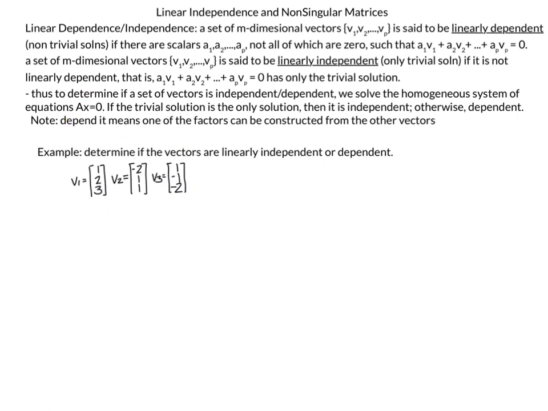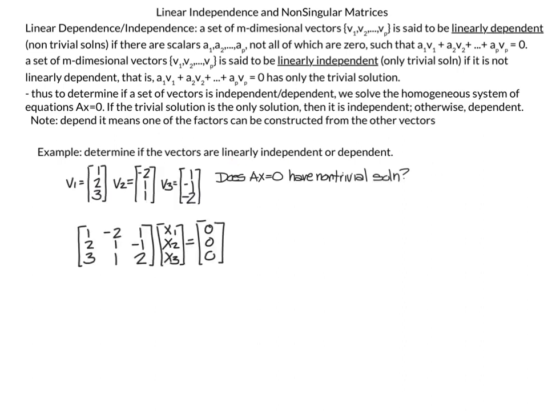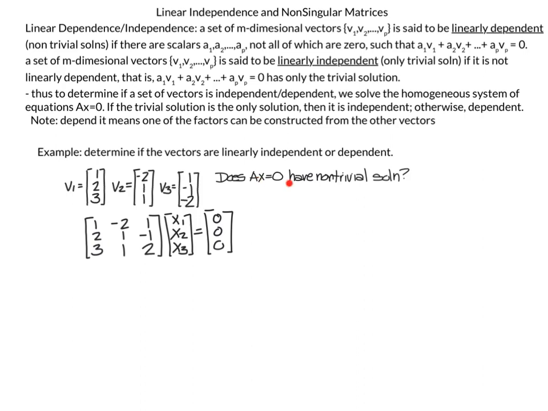So our first example: determine if these vectors v1, v2, v3 are linearly independent or dependent. Looking at the definition, we want to know if the equation Ax equals 0 has a non-trivial solution. If it has a non-trivial solution, then they are considered dependent, right? Dependent means there's a non-trivial solution. If there's only the trivial solution, it's independent. And the matrix equation Ax equals 0 looks like this. Here I've put together the vectors v, x equals 0.